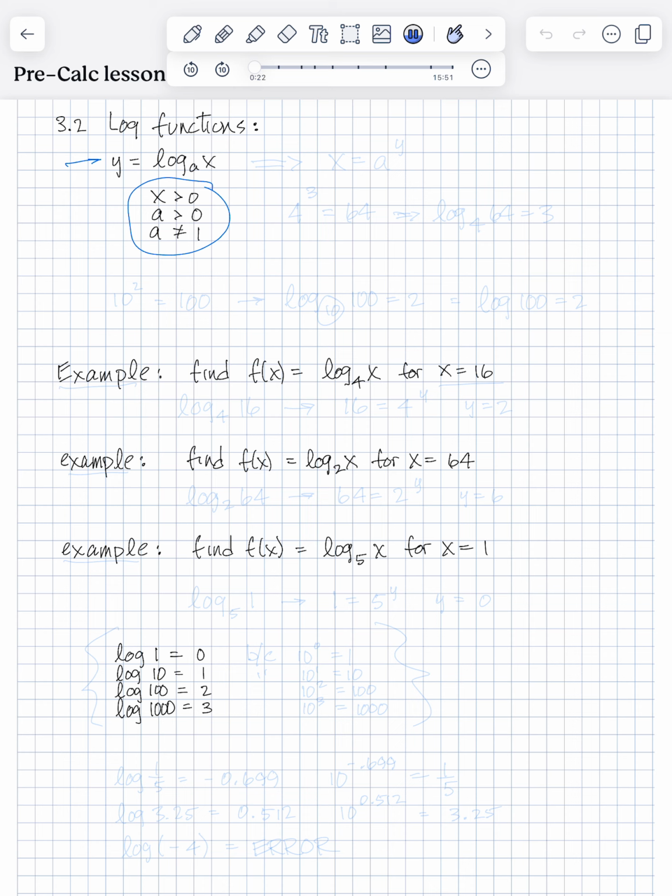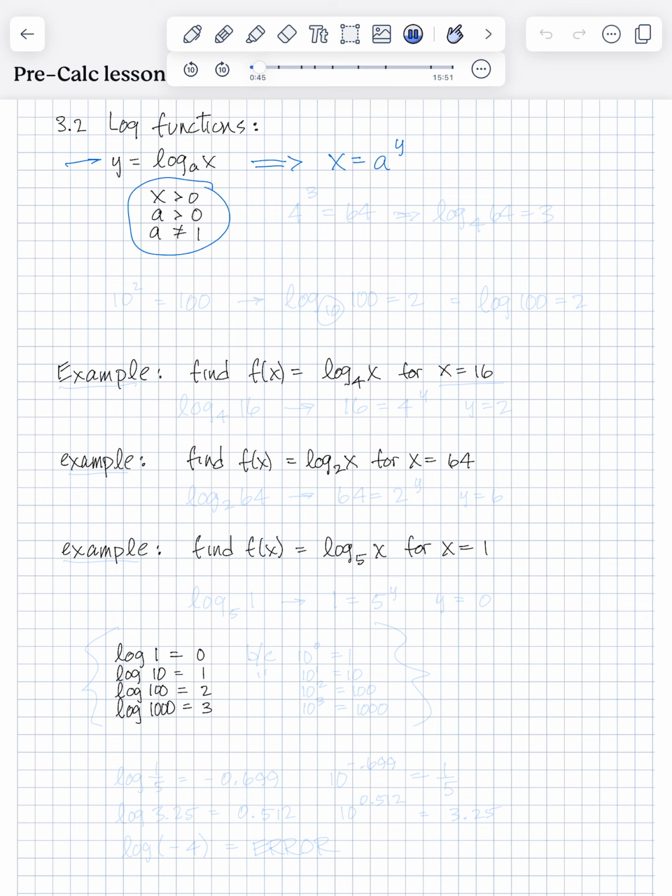Well, we can rewrite log functions as an exponential function because they are inverses of each other. So y is equal to log base a of x can be rewritten as an exponential function, and that would be x equals a to the y power.